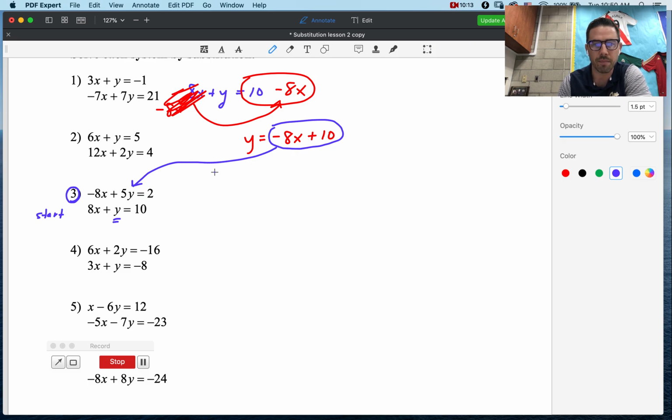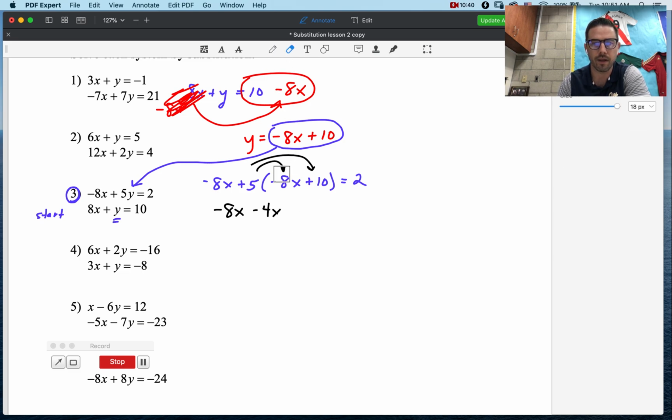So let's write this top equation: negative 8x plus 5. Now we're substituting this in for y right there, right? Negative 8x plus 10 equals 2. We've got to distribute. Let's see what we get. Negative 8x, what is that? Minus 40x? I think it's minus 40x. Positive 5 times negative 8x.